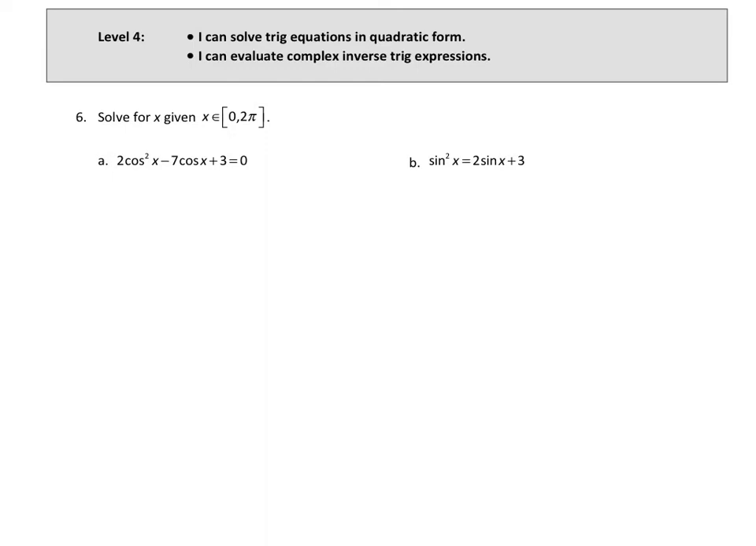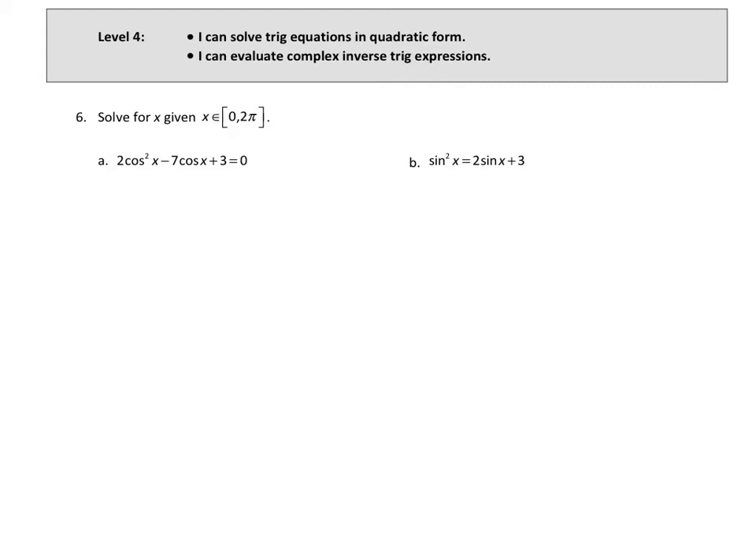In level 4, we're going to be solving more trig equations, but just a little more complicated. We might see some in quadratic form or just trickier equations. In this first example, we are looking for angles from 0 to 2 pi, so on the unit circle. And this equation is in quadratic form.